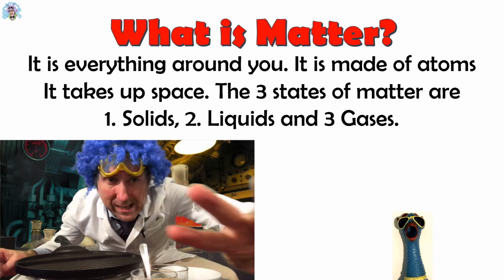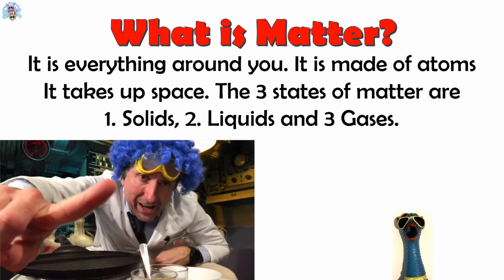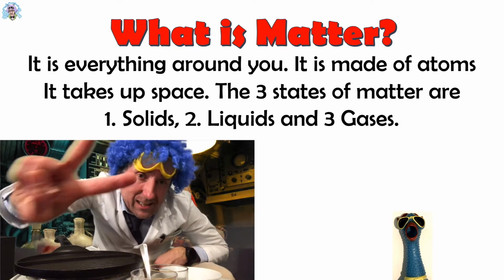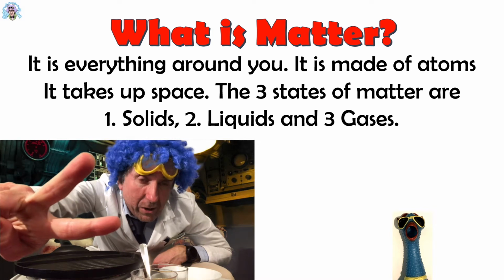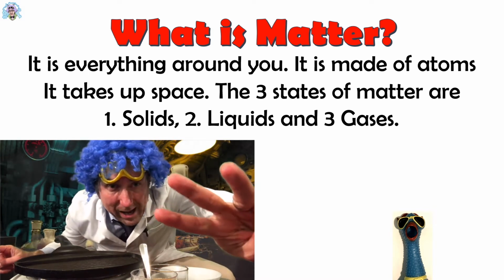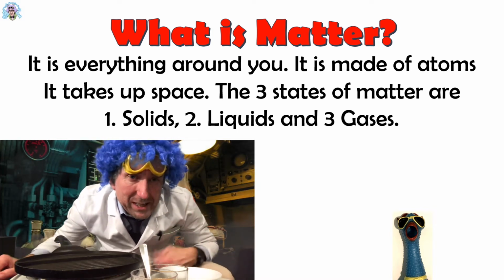Now, there are three types of matter. The first one is a solid. The second type of matter is a liquid. And the third type of matter is gas. Let's get some examples of these.